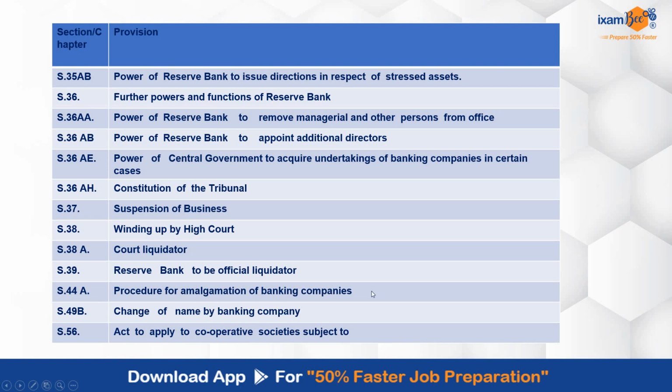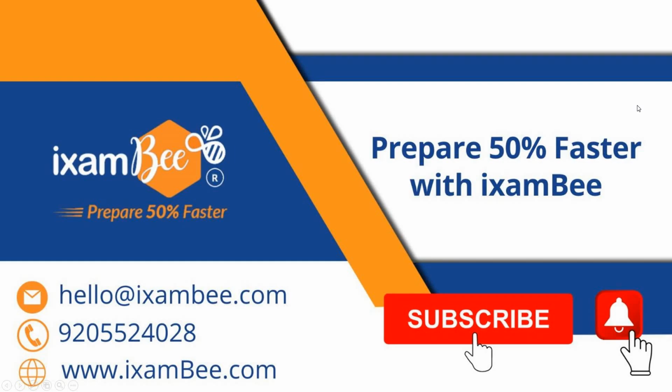44A procedure for amalgamation of the banking companies, ये भी काफी important है। 49B change of the name by the banking company, अगर चेंज नेम है तो क्या प्रोसीजर है। How a banking company is regulated, बेसिकली ये सारा कुछ इस पर्टिकुलर लॉ में है। 56 Act to apply to cooperative societies but is subjected to what, so that you can go through. So this is all about the important provisions from Banking Regulation Act.